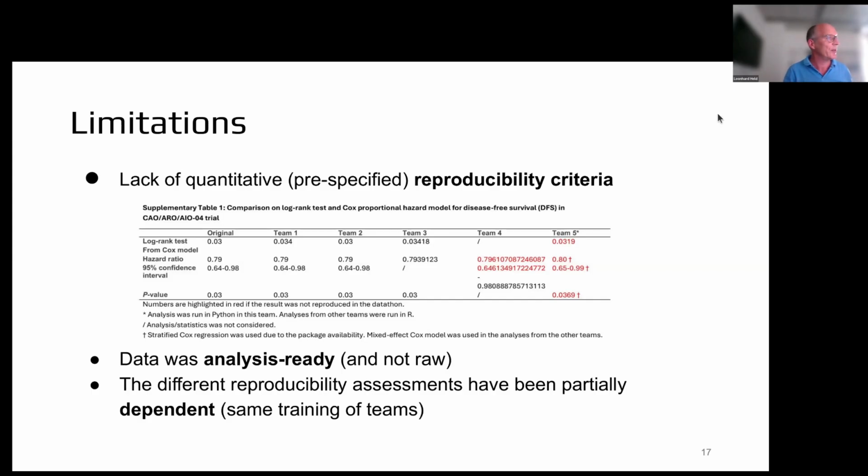So you see here in this table, some teams report the hazard ratio with 2 digits, 0.79, 0.79. Team 3 actually with 6 or 7 digits. Team 4 even with more digits. Team 5, that's the Python team, actually has 0.80. So is this now still a reproduction or not? 0.80 rather than 0.79.